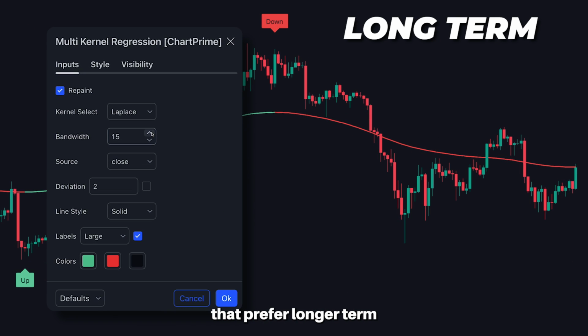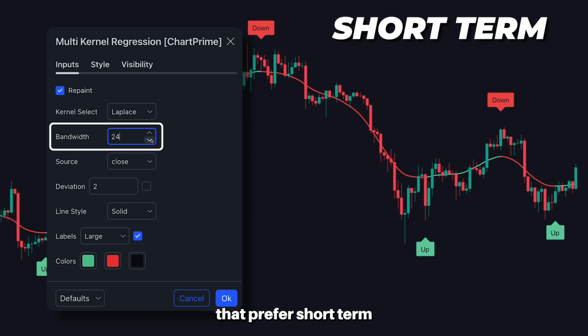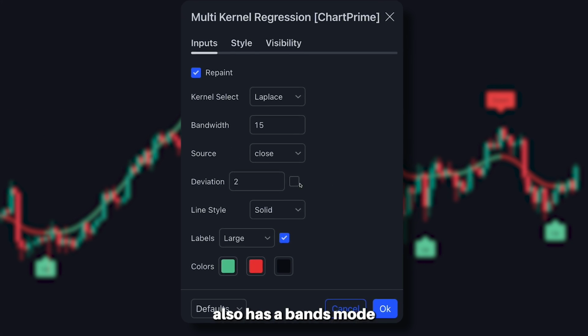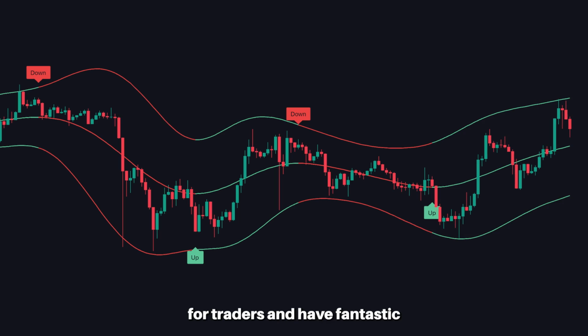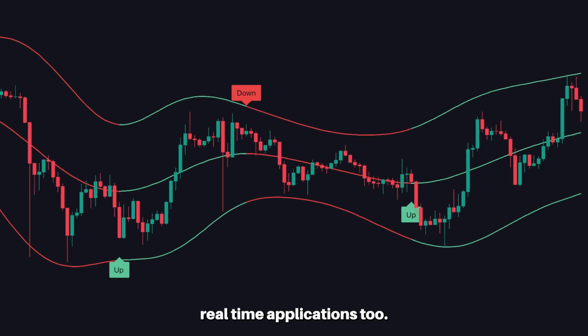For traders that prefer longer term trend identification, the bandwidth in the settings can be increased. And for those of you that prefer short-term trend identification, the bandwidth can be decreased. The indicator also has a bands mode by toggling on deviations. These make great reversal zones for traders and have fantastic real-time applications too.